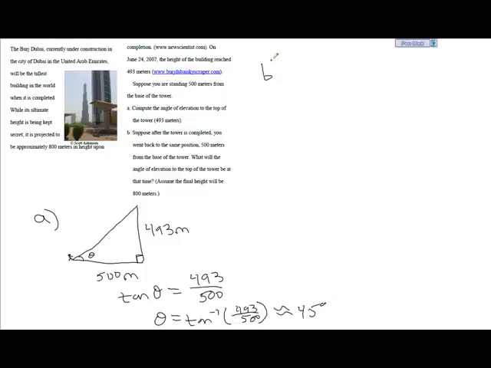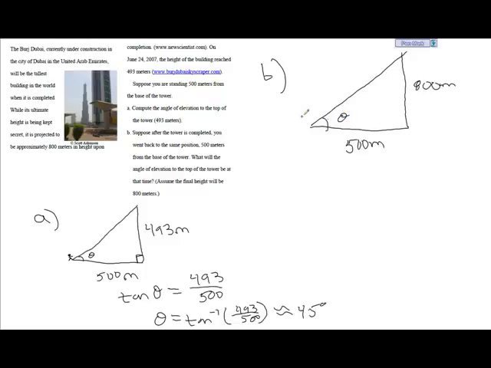In part B, we're told that after the tower is completed, you're still standing 500 meters away. Well, hopefully you moved between then and the time it was built, but at that time, standing 500 meters away, you're going to measure a total of 800 meters, and we want to know what the angle of elevation at the top of the tower will be at that time. Okay, so a little bit more practice with this idea.